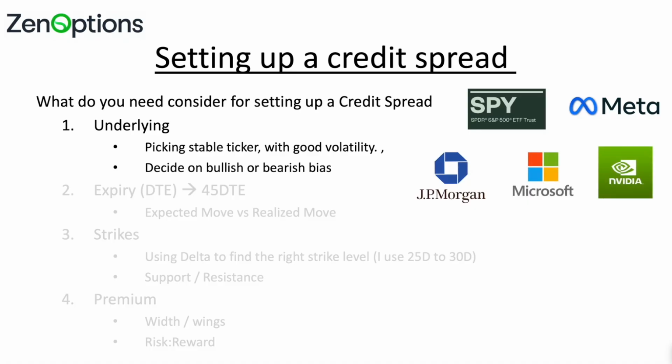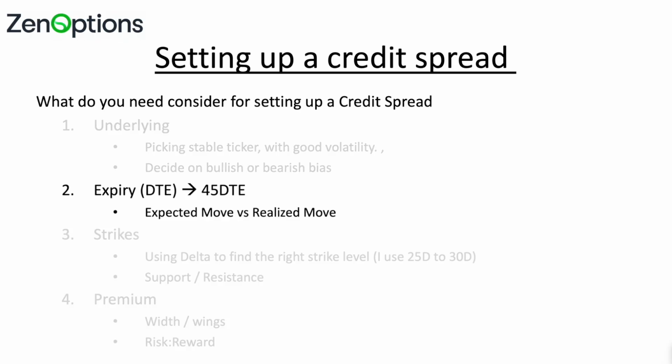Next is the expiry, or DTE. I stick close to 45 days to expiration and manage my position till 21 DTE. This gives the spread enough time to work, theta decay is smooth, and managing the trade becomes very predictable. There is lots of research on why this is one of the highest probability win rates, as the realized move is smaller than the expected move.